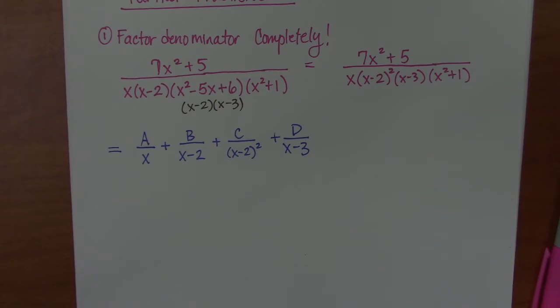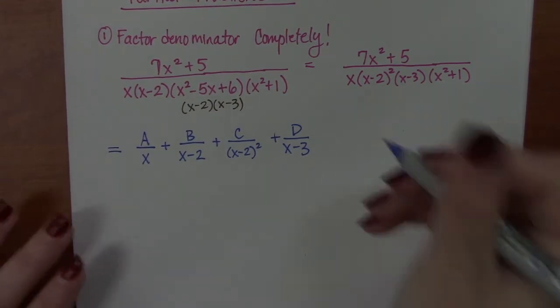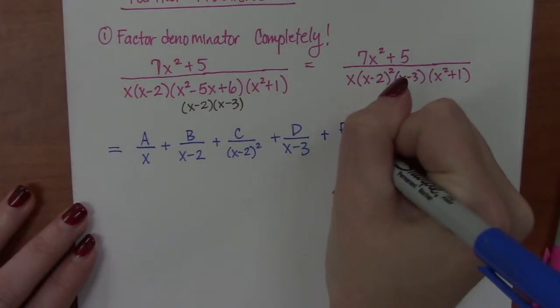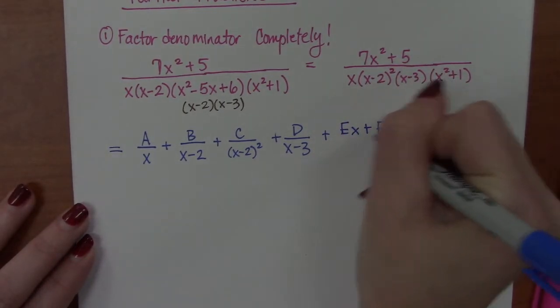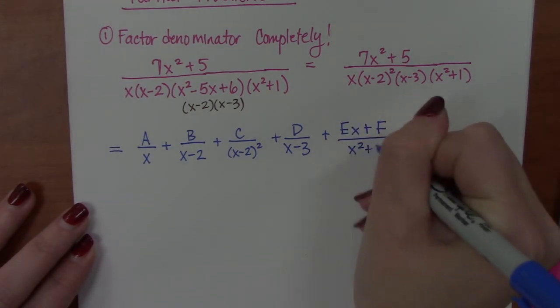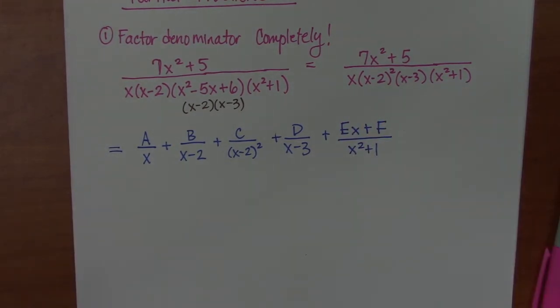But the last term is a quadratic. So what's the derivative of a quadratic? A line, right? Because every time you take the derivative, you drop a power of the exponent. So the derivative of a quadratic is a line, so I need a line on top. So this is actually Ex plus F. If that x plus 1 quantity had been squared, then I would have had another fraction that was Gx plus H over that squared.